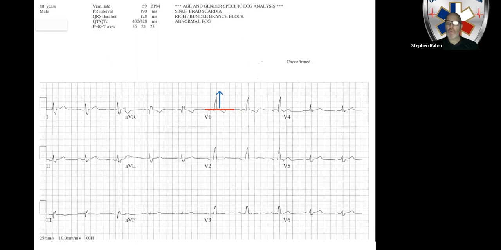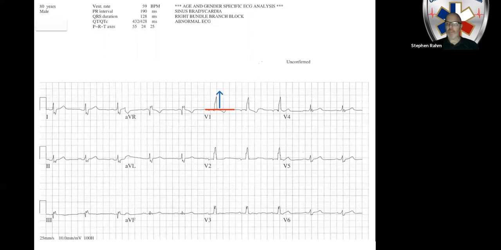What's normal with a right bundle branch block? Well, if you look at leads V1 and V2, and a couple of examples I'll show you here in a second show it even better, there is some ST depression in those leads. This is a normal finding with right bundle branch block.